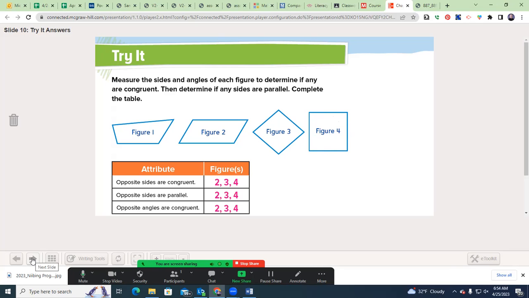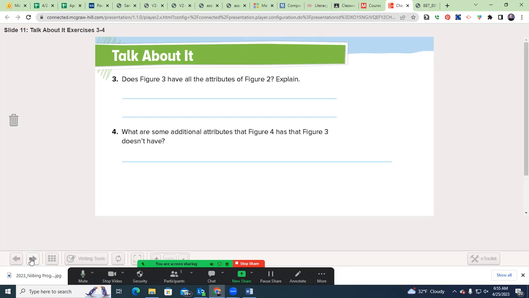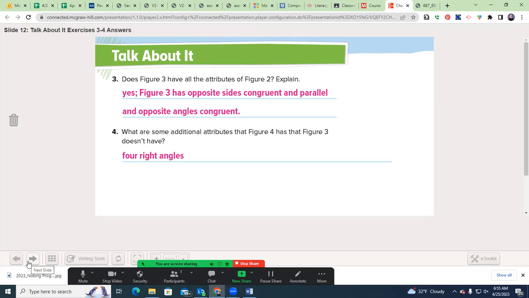Welcome back. Let's go to another section of talk about it. Again, you're welcome at the end to pause the video, but we'll talk about them as we go. All right, does figure 3 have all the attributes of figure 2? Yep. Figure 3 has opposite sides congruent and parallel, and opposite angles are congruent. So very similar to the previous.